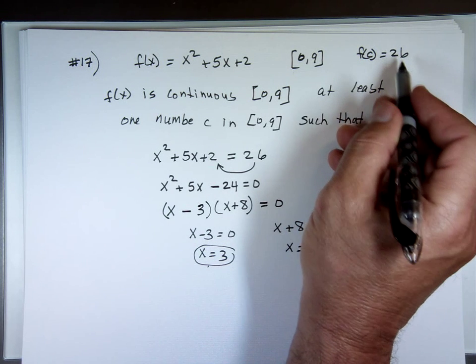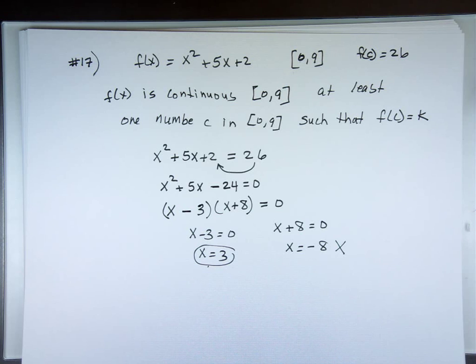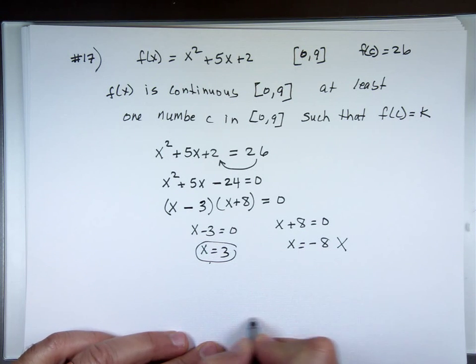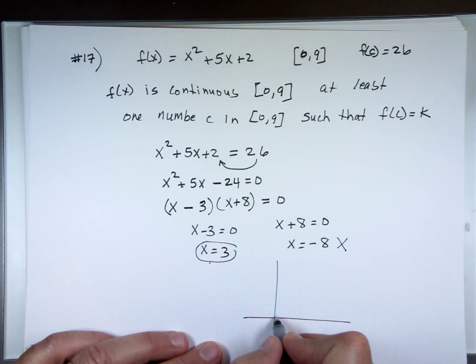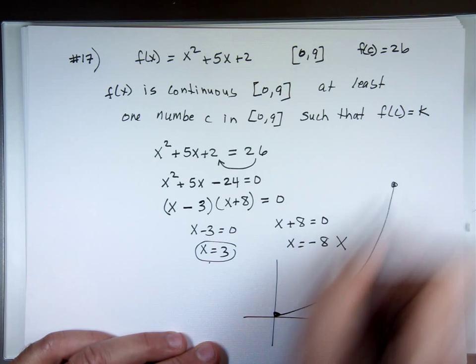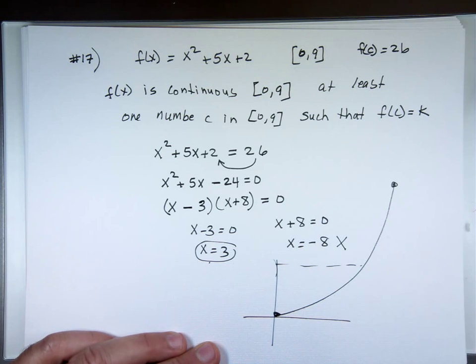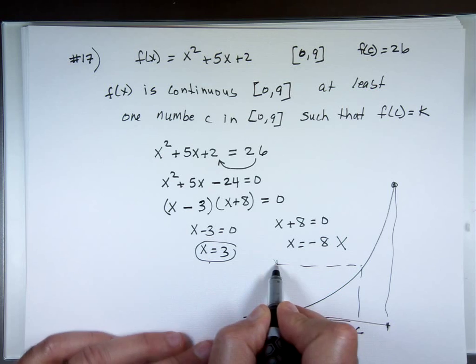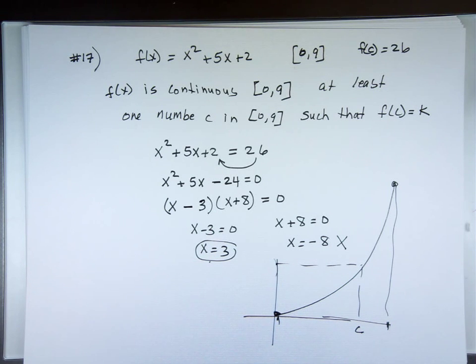So basically, graphically, that's what that means. If you have a function that's continuous, and you graph that one between 0 to 9, it looks like this. If it's continuous, and you pick any number between these two numbers, there has to be at least one point between this value and this value where that's c, where the value will equal that number. That's really what the intermediate value theorem is. So in this case, you need to find the x value, which happens to be a 3.